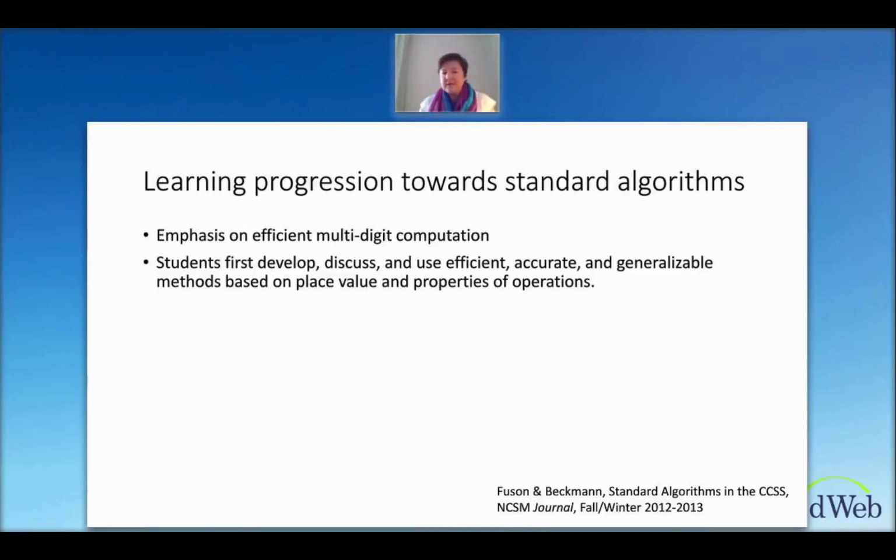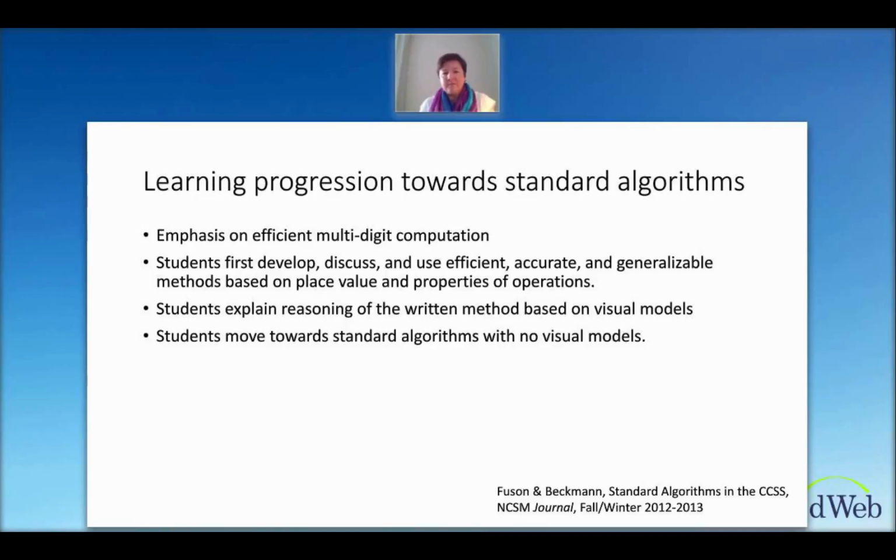The way the standards are typically structured, and it varies a bit from state to state across the US, and our global friends, it will vary in your communities as well, perhaps, but the general progression is that first we have kids figuring out efficient, accurate, generalizable methods based on place value, based on properties of operations, things like that. Then we start to say, how does this written method work? What's going on? How do I use this visual model to explain what's happening in this written model? Then I want to move kids towards a standard algorithm without the visual model. They may still be seeing it in their heads.